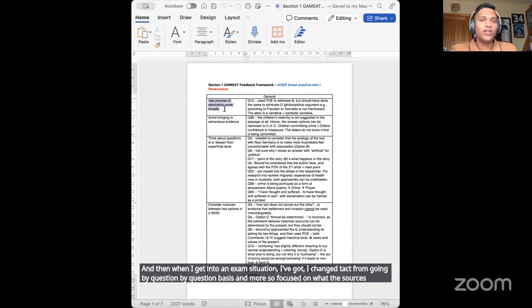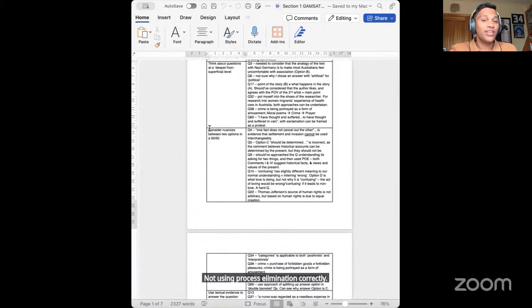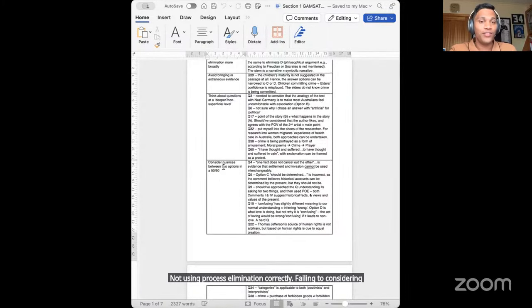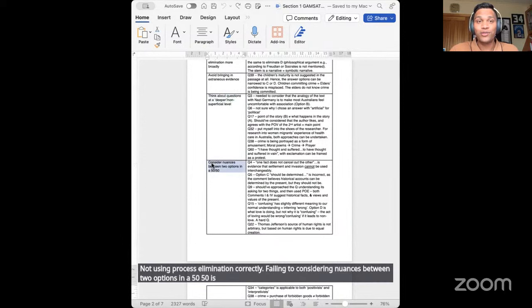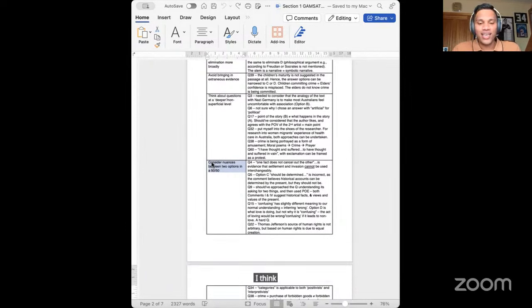So for instance, not using process of elimination correctly. Failing to consider nuances between 2 options in a 50-50 is a big issue that a lot of students come across in section 1, as with myself. And I must say, the 56 which I got, I was quite happy with in the end, because it's very hard to improve in section 1. And I think everyone can attest to that who's done the GAMSAT before and continues to do it.